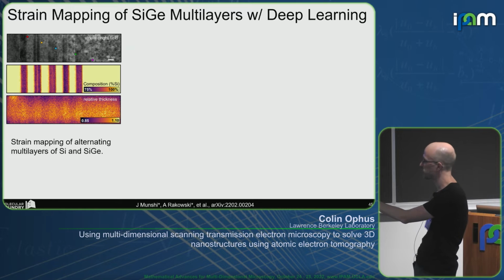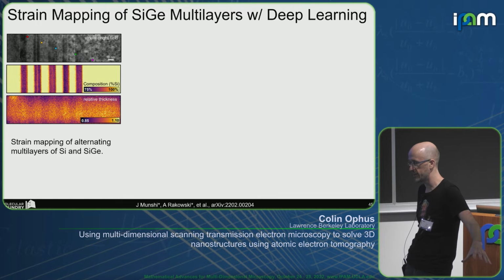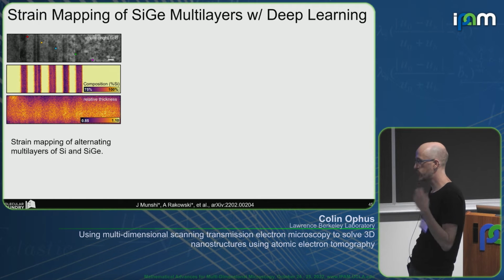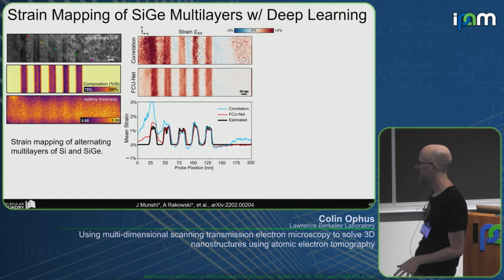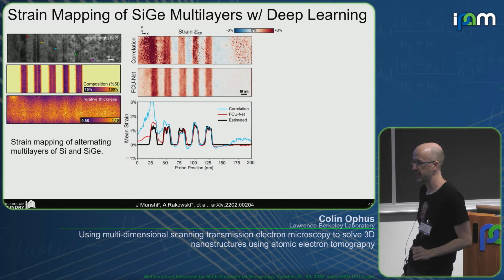So what I'm comparing it to is the EELS composition-based strain. This is epitaxial. So if I know the composition, I know the lattice parameter too. So that's what we've drawn in black here, is this estimated lattice constant. And then in red, that's the network prediction. And blue is the classic sort of convolution algorithm. And you can really see the large systematic errors.